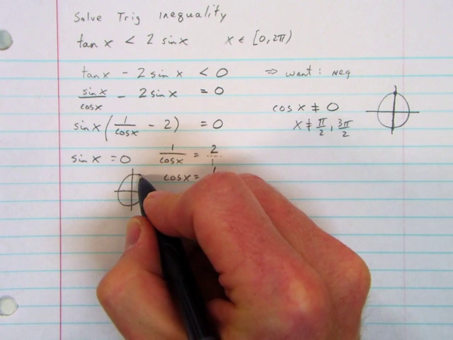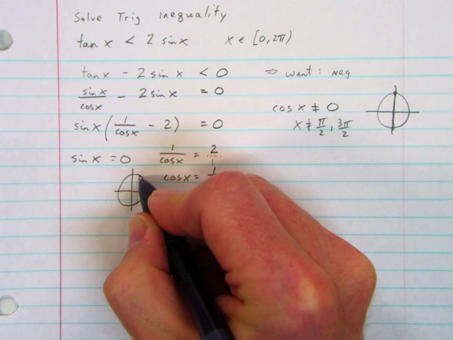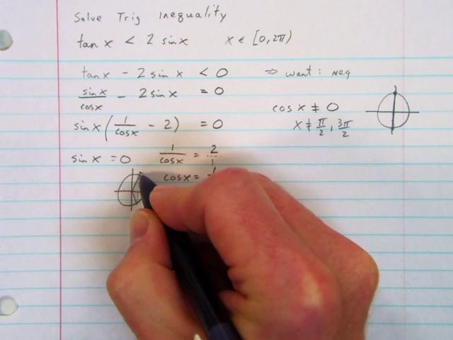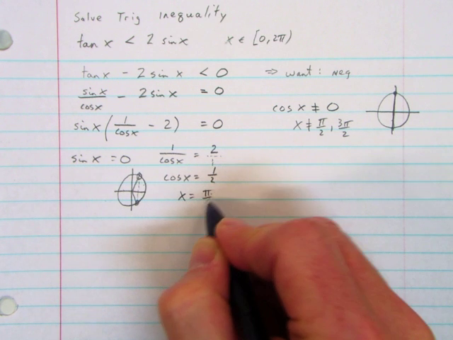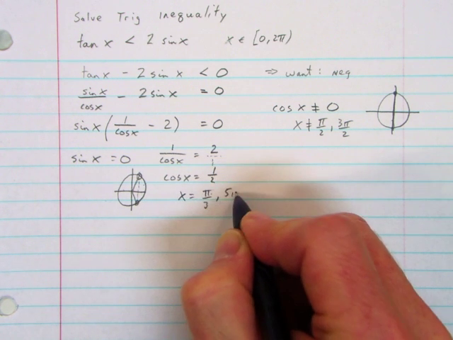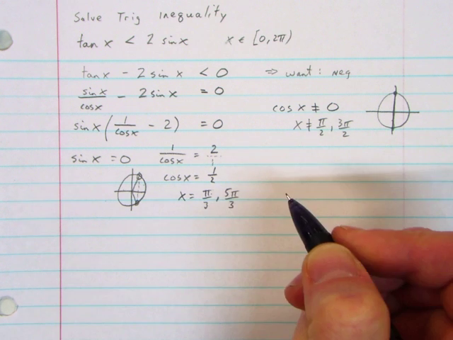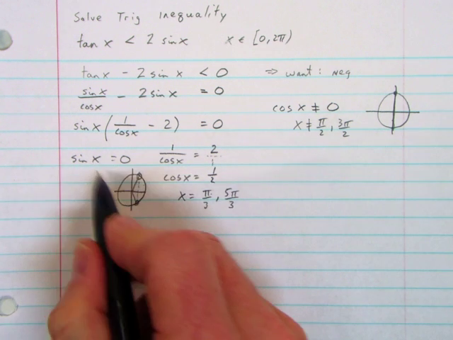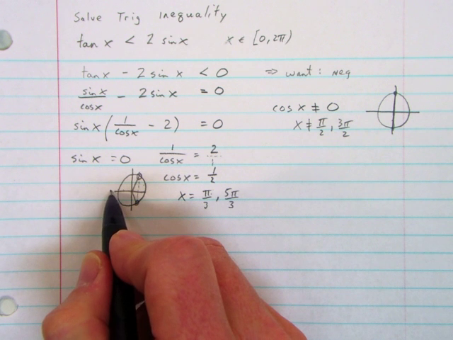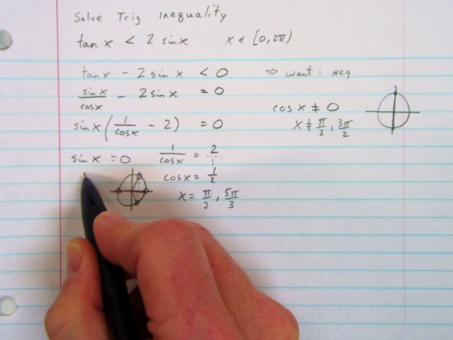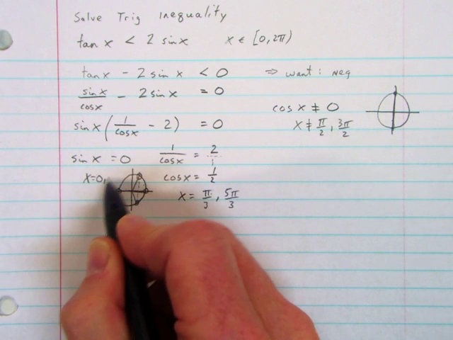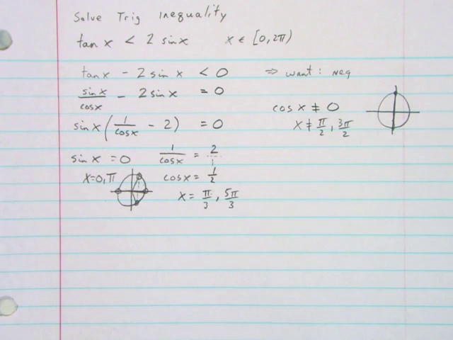Let's take a look at our unit circle. Cosine on our unit circle are x values, so we'll draw that in. We have two answers there: x equals pi over 3 and 5 pi over 3. On the unit circle, sine is a y value. That's going to be a horizontal line, y equals 0, and we have two answers there: x equals 0 or pi.